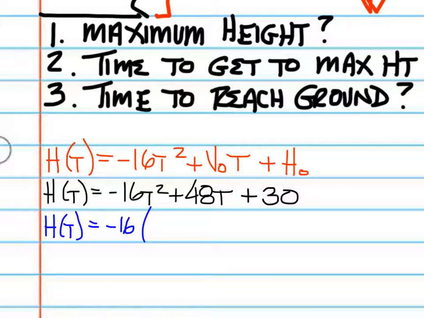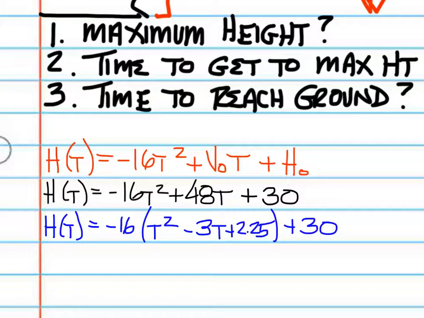So I'm left with what to start with? t squared. And what is 48t divided by negative 16? Negative 3t. And we'll leave a space and put a plus 30. What is half of the middle term? 1.5. What's 1.5 squared? 2.25. So we're going to add 2.25 here.